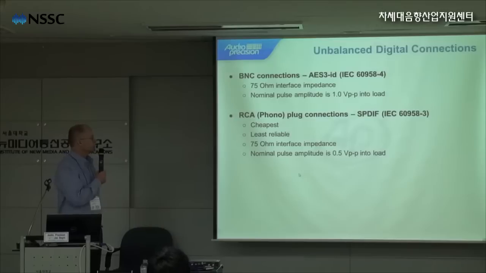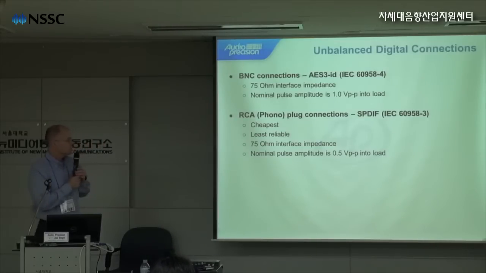Unbalanced connections for digital I/O typically use BNC. The standard is AES-3id or IEC 60958-4. They have a 75 ohm interface impedance, and the nominal pulse amplitude of the signal is 1 volt peak to peak into the load.